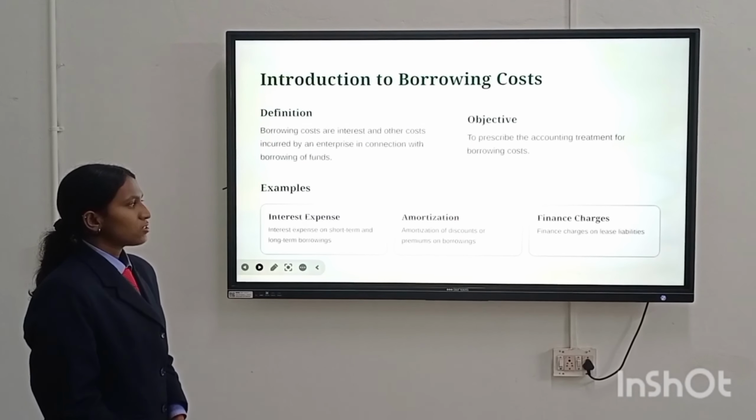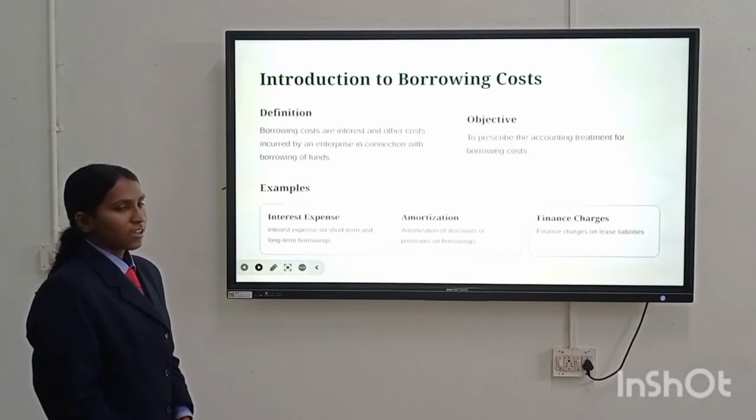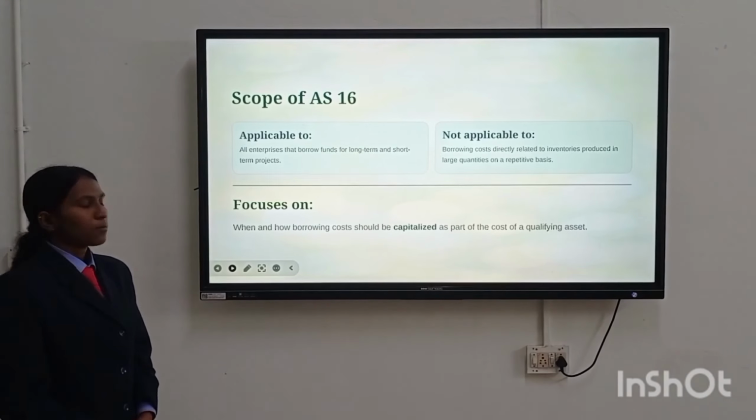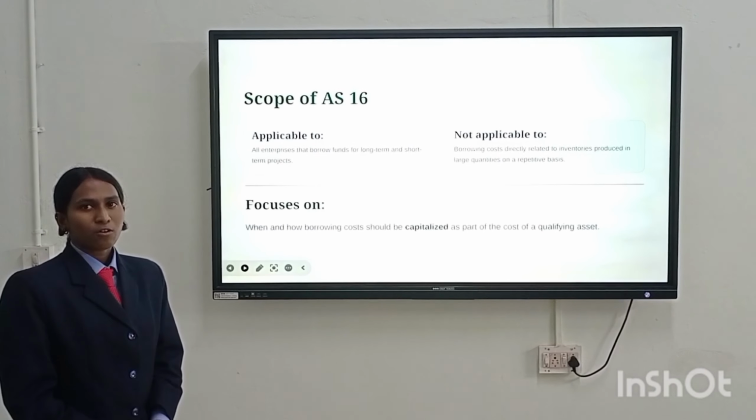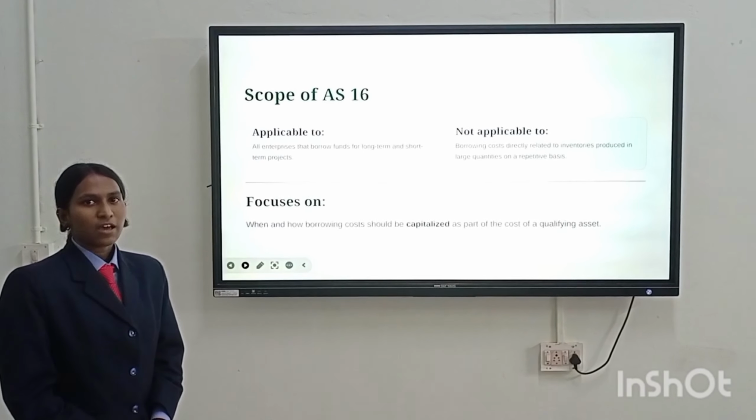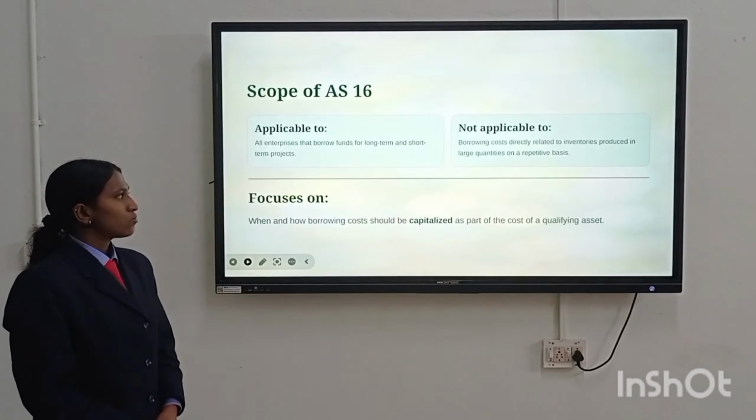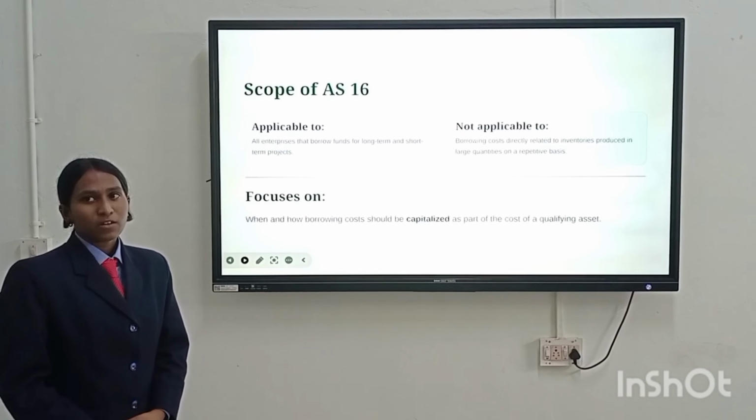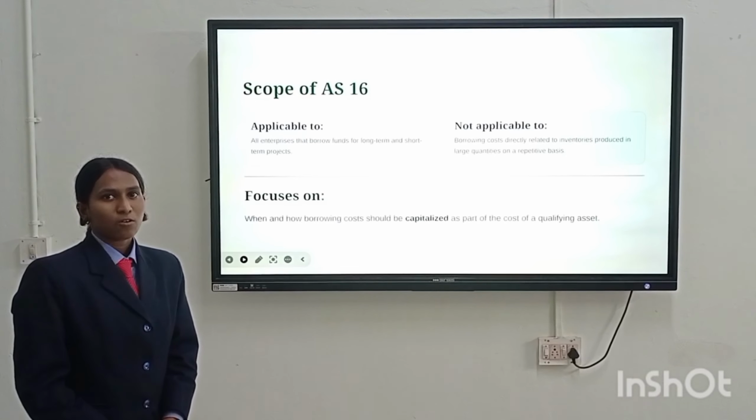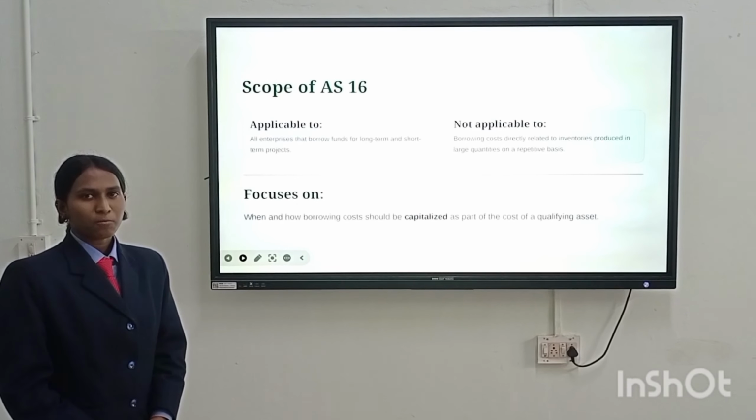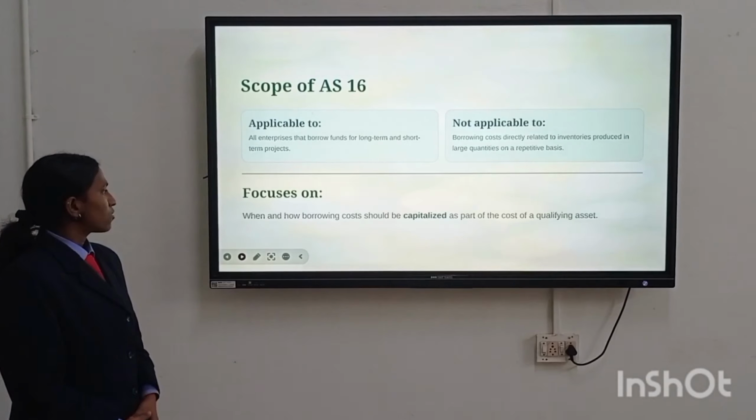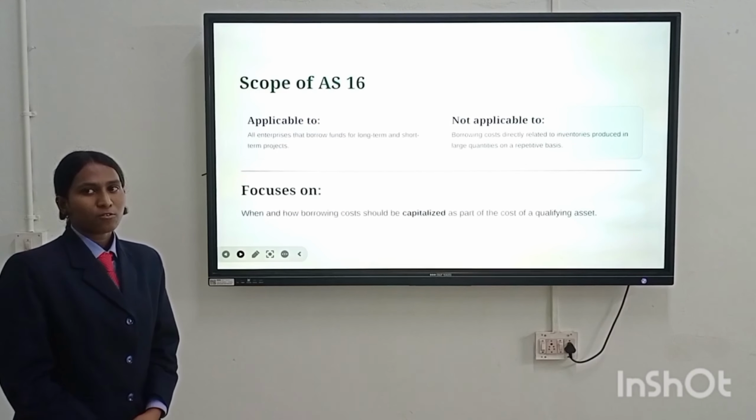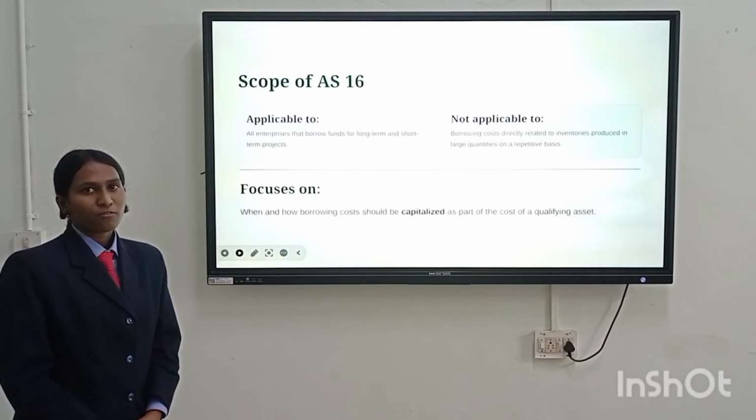Finance charge on lease liabilities. Scope of AS16. It is applicable to all borrowing funds for long-term and short-term projects, and it is not applicable to the borrowing cost directly related to inventories produced in large quantity on a repetitive basis, and it is focused on when and how borrowing costs should be capitalized as a part of cost of a qualifying asset.